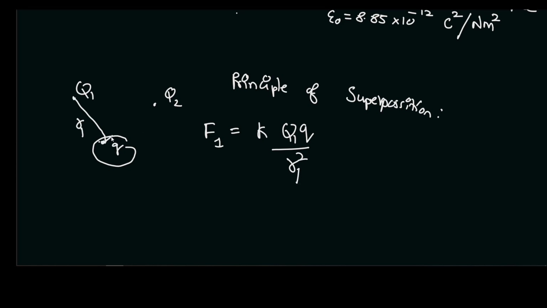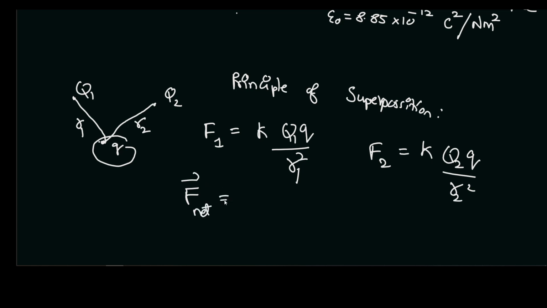And let's call the distance between Q2 and small q as R2. This will also be unaffected by the presence of charge capital Q1. Let us call the force on small q due to capital Q2 as F2. This will be equal to K times capital Q2 times small q divided by R2 square. Then the net force on small q, let us call it F net, will be equal to the vector sum of F1 plus F2.